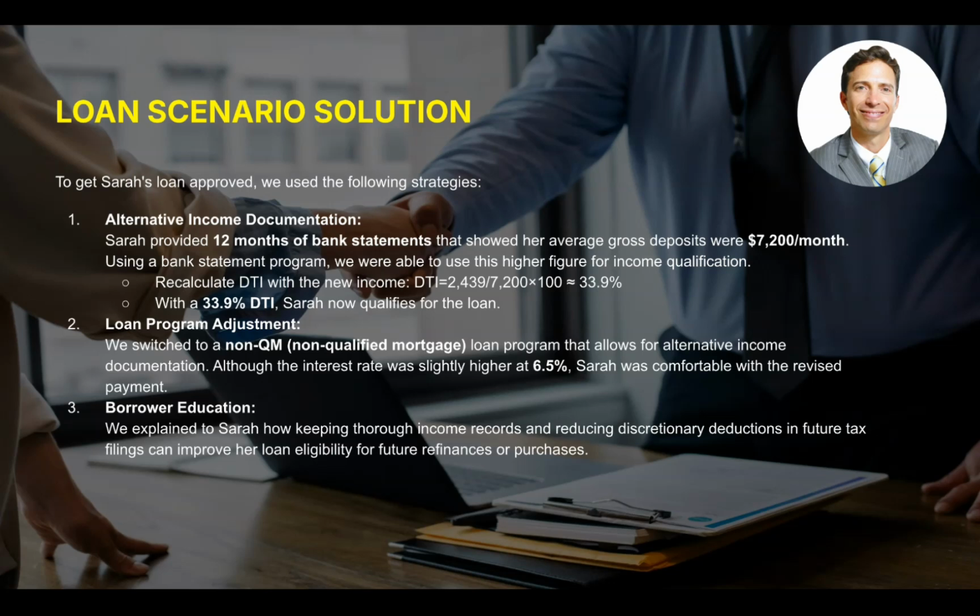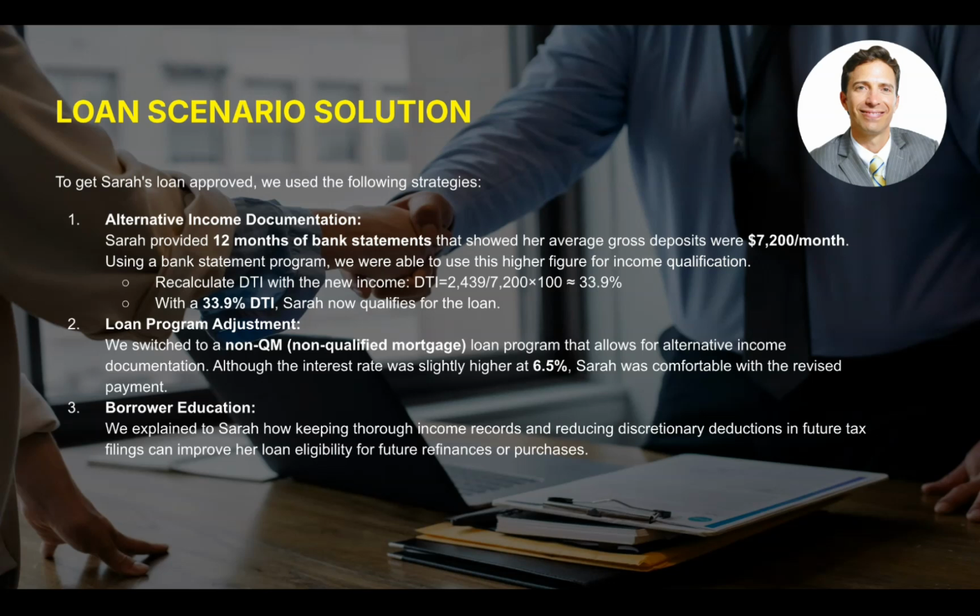Right now, we're going to recalculate the DTI. Remember, we used the DTI based off her income that was on her tax returns, but now we're going to use the bank statement deposits, okay? And in this case, the DTI is going to be calculated by dividing 2,439 by $7,200, which is her new income, times 100, so we get a percentage, and this equals approximately 33.9%. And with a 33.9% DTI, Sarah now qualifies for this loan.